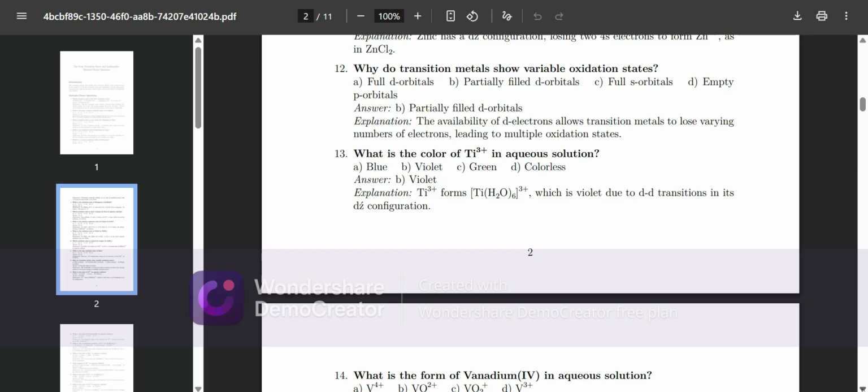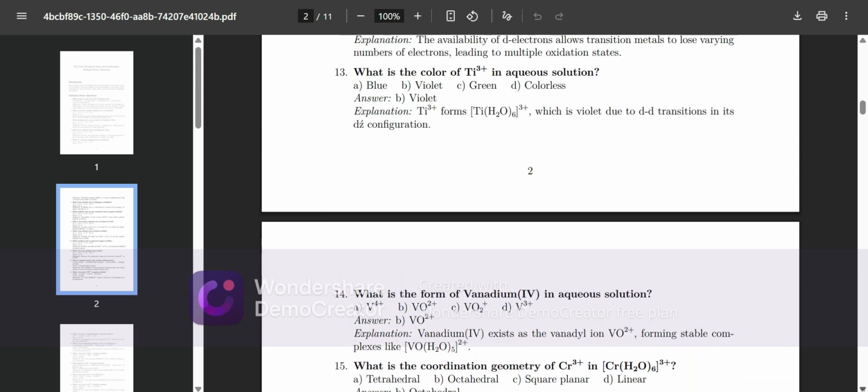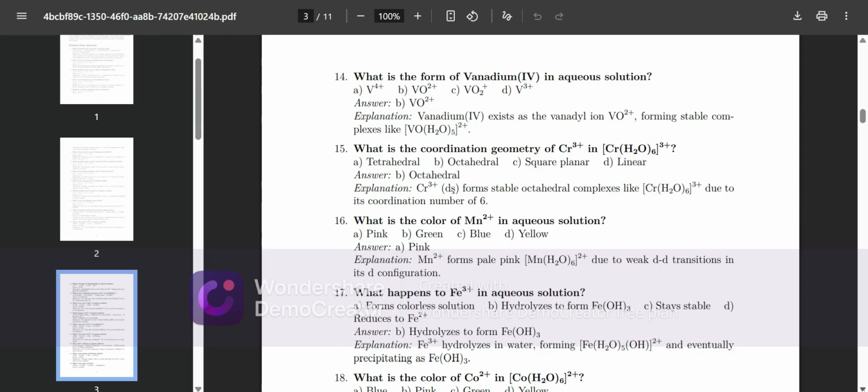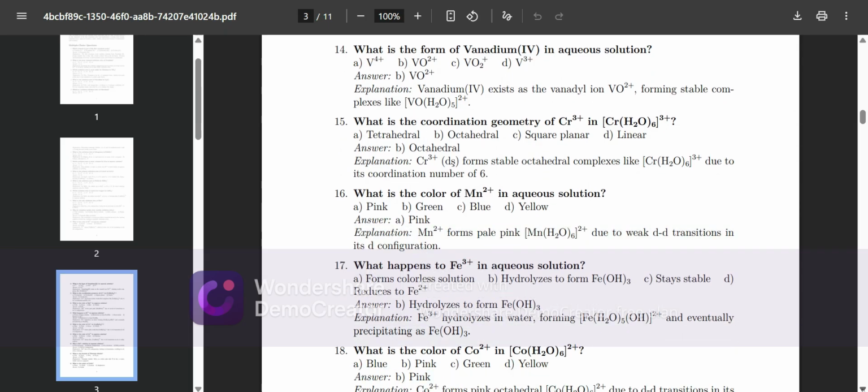multiple oxidation states. What is the color of Ti3+ in aqueous solution? Violet. Ti3+ forms Ti(H2O)6 3+, which is violet due to d-d transition in its d1 configuration. What is the form of vanadium(IV) in aqueous solution? VO2+. Vanadium(IV) exists as the vanadyl ion VO2+, forming stable complexes like VO(H2O)5 2+.